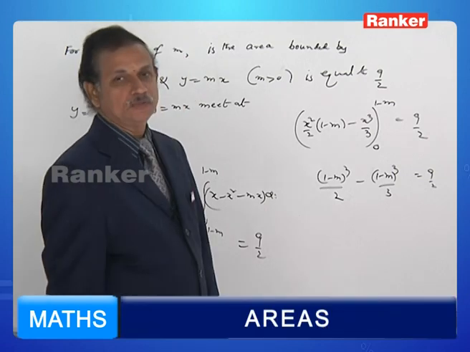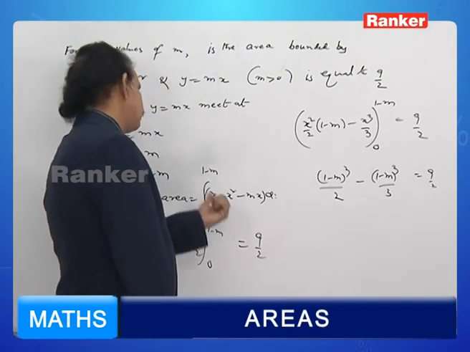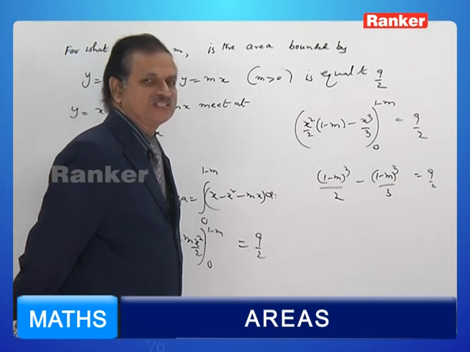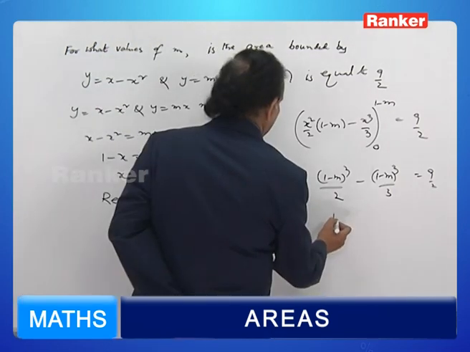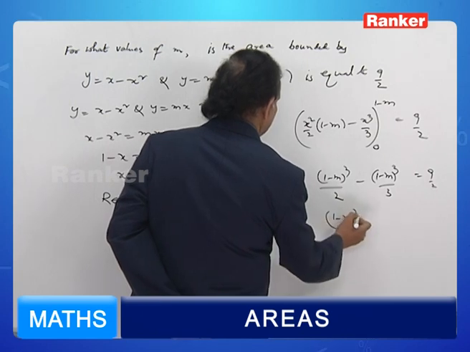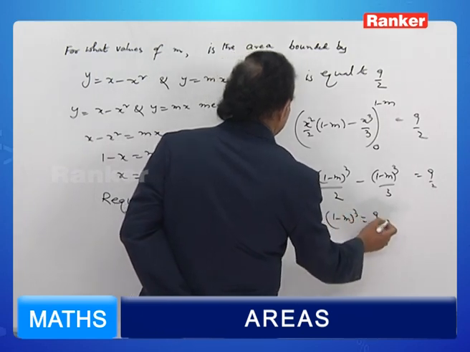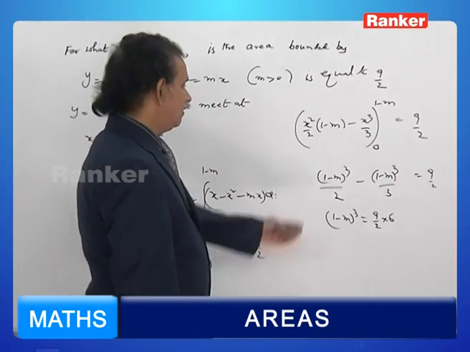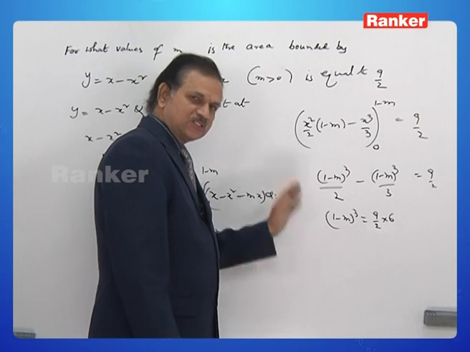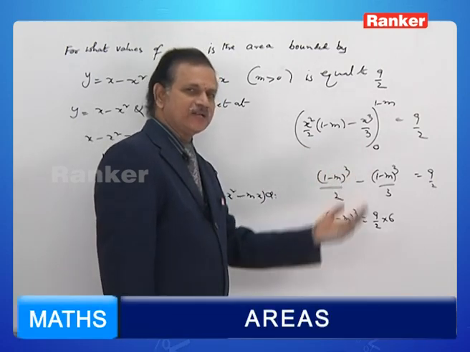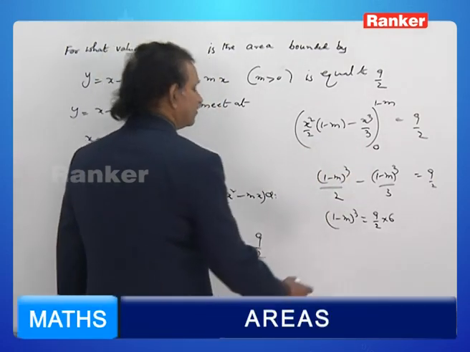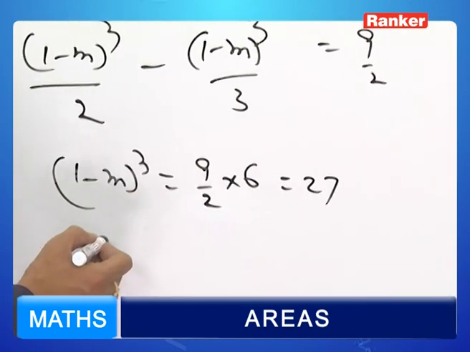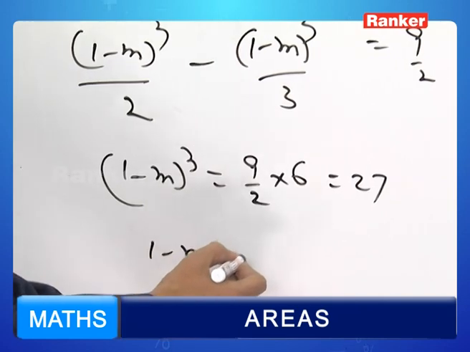Well, if you take 1 minus m whole cube out, it will be 1 by 2 minus 1 by 3, which is nothing but 1 by 6. Therefore, 1 minus m whole cube is equal to 9 by 2 into 6. Why is it so? It is 1 minus m whole cube into 1 by 6. This 6 is sent to that side, so that it is 27. 54 by 2 is 27. Therefore, 1 minus m is equal to 3.